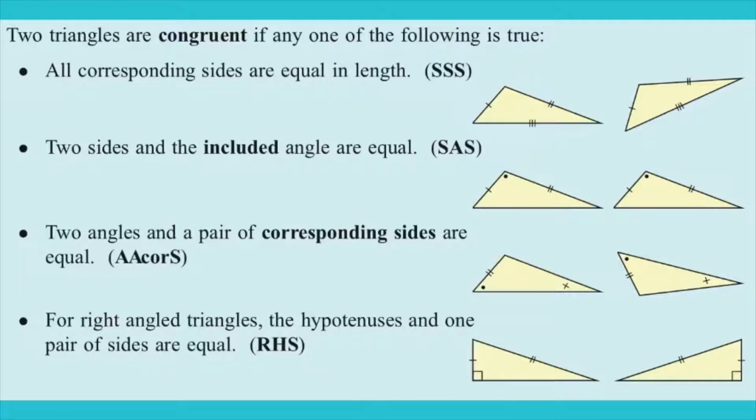And lastly, for right angle triangles, the hypotenuse and one pair of sides are equal. We can abbreviate that to RHS. So the right angle, the corresponding side is equal, and the hypotenuse is equal.